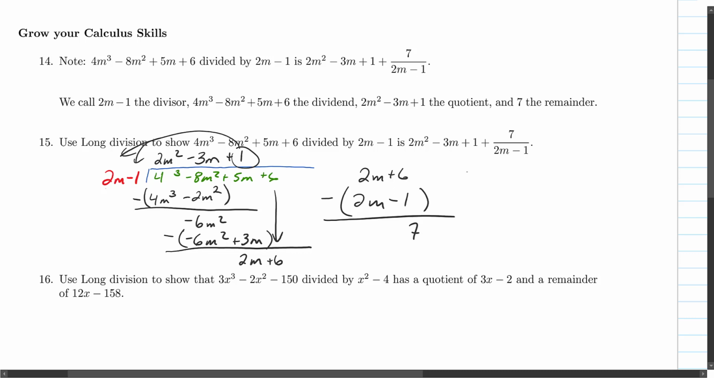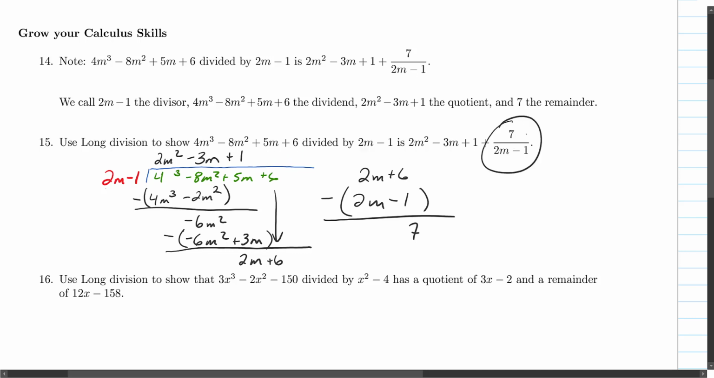So we end up with being able to state that when we divide 2m minus 1 into this expression here, I'm going to go ahead and clear out those arrows, what I end up with is 2m squared minus 3m plus 1. That's what we got up here, with the remainder of 7.